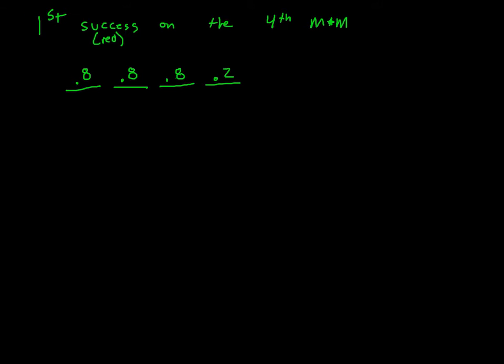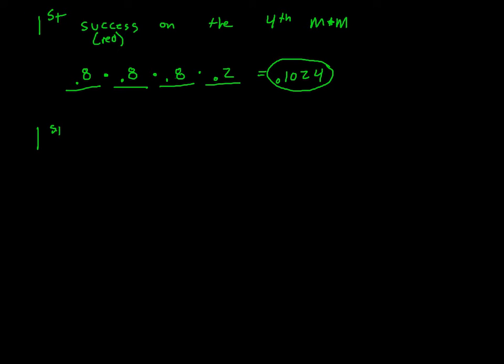So the 80% chance of not red, and then not red, and then not red, and then finally I get a red M&M on the fourth M&M. Multiplying that out, you could do a little shortcut by doing 0.8 raised to the third times 0.2, which is 0.1024. So you've got about a 10% chance of getting your first red M&M on the fourth M&M. That makes a whole lot of sense. That's pretty easy.